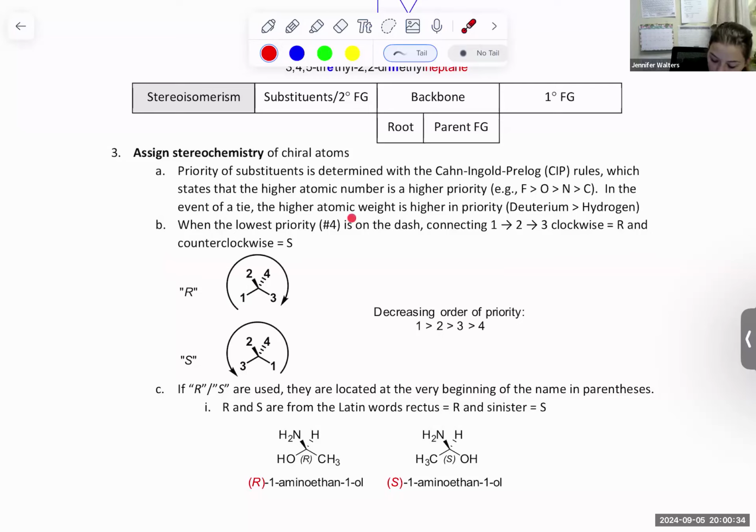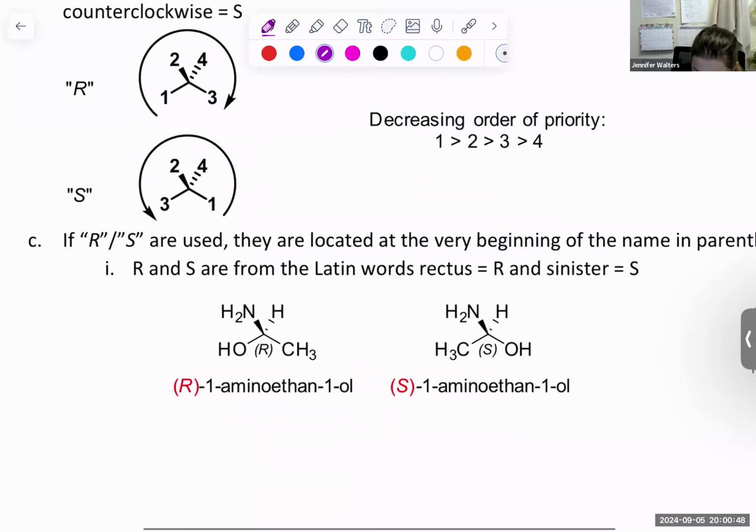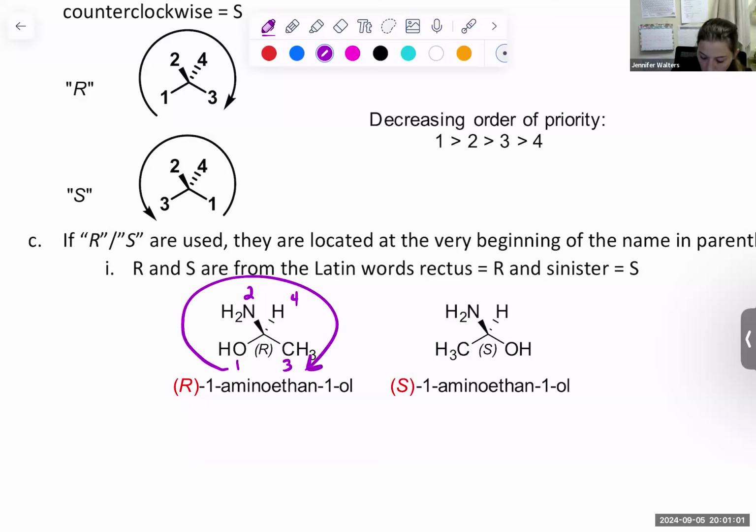That is when your lowest priority is on the dash. So when the lowest priority is on the dash, then I'm going to connect 1 to 2 to 3 for the ranking priorities. If that is clockwise, it is R, counterclockwise S. So when I look at these examples, the highest atomic number is going to be oxygen, followed by nitrogen, then carbon, then hydrogen. So hydrogen is on the dash, that's the lowest priority. Then I connect 1 to 2 to 3, that is clockwise, so that is R.